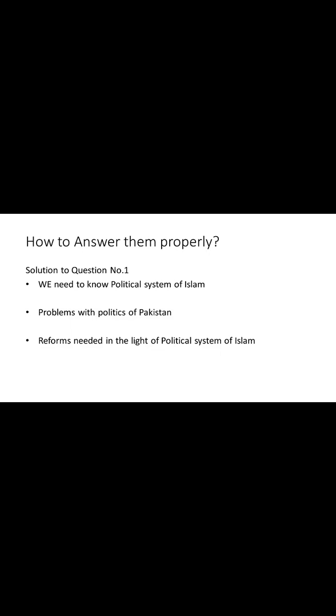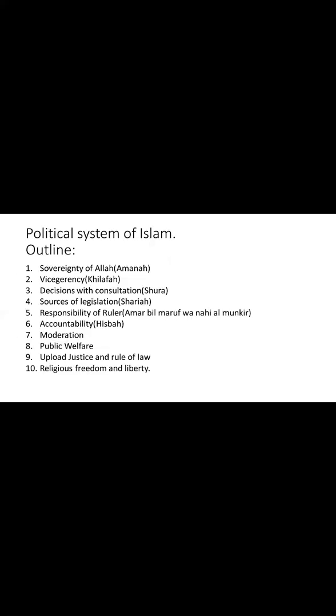In a similar way, the third dimension would be how we are going to give reforms, the suggested reforms. So I would be covering, first of all, the very first dimension that I have mentioned in this question, political system of Islam. You can look at its outline. These are the important features of political system of Islam, and I would be covering these features step by step. First of all, the first and foremost important feature is amanat, the sovereignty of Allah Ta'ala.